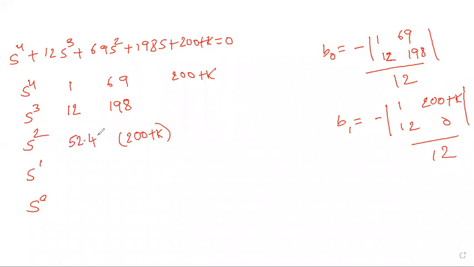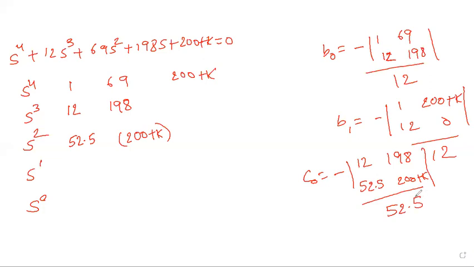Yes, sir, 52.5. No problem whether it is 4 or 5, it's negligible. 52.5, right? Find c naught: minus the determinant of 12, 198, 52.5, 200 plus K, divided by 52.5. Right, it's a task for you. Find c naught and tell me the value.